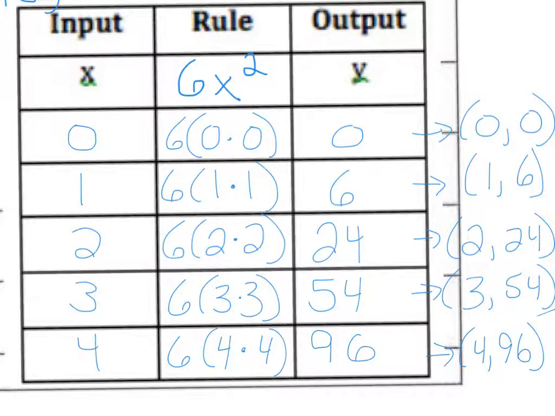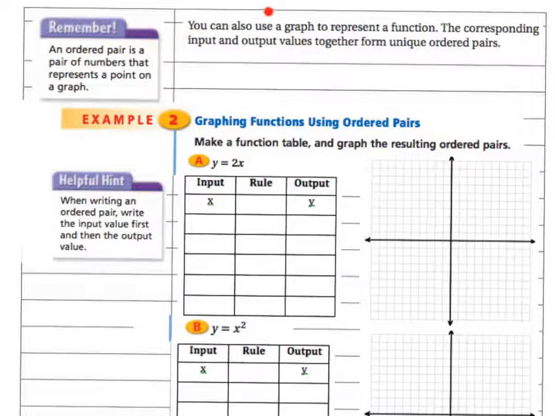Remember, this would show up on our graph as a curve, like a parabola, not a linear line that would just have the x without the x squared. You can also use a graph to represent a function. The corresponding input and output values together form unique ordered pairs. So it says, remember, an ordered pair is a pair of numbers that represents a point on a graph.